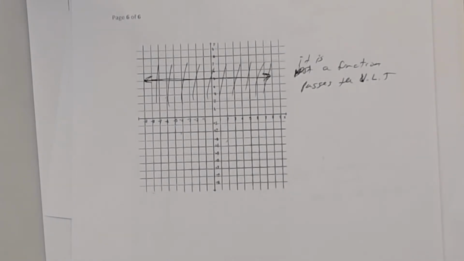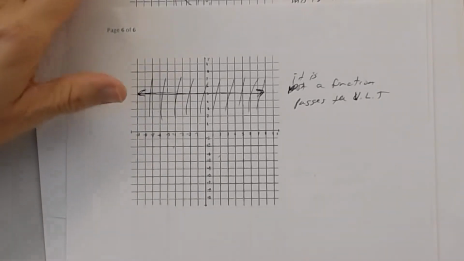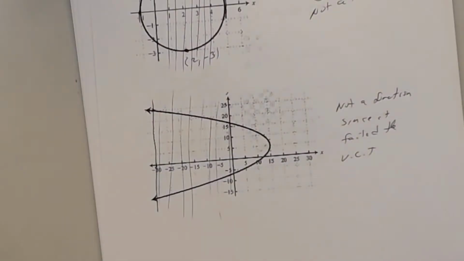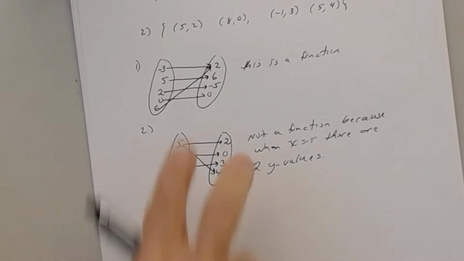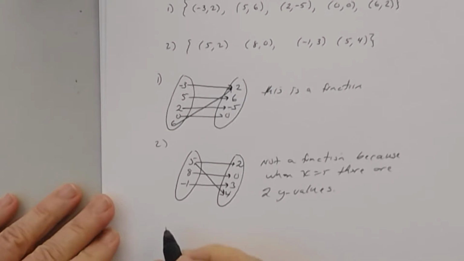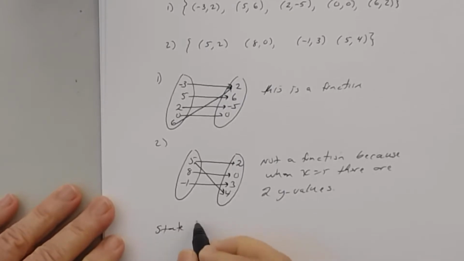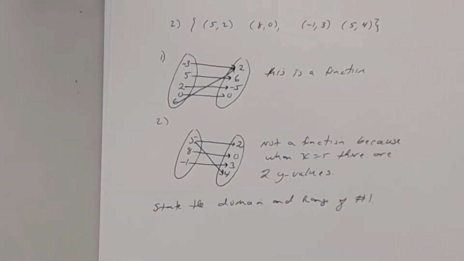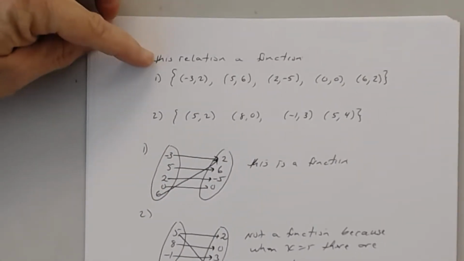Okay, now we're going to talk about domain and range. In the problem that we did at the beginning of class, let's just look at number 1 for right now. Suppose I asked you to state the domain and range of number 1. So remember, number 1 was the set of ordered pairs right here.